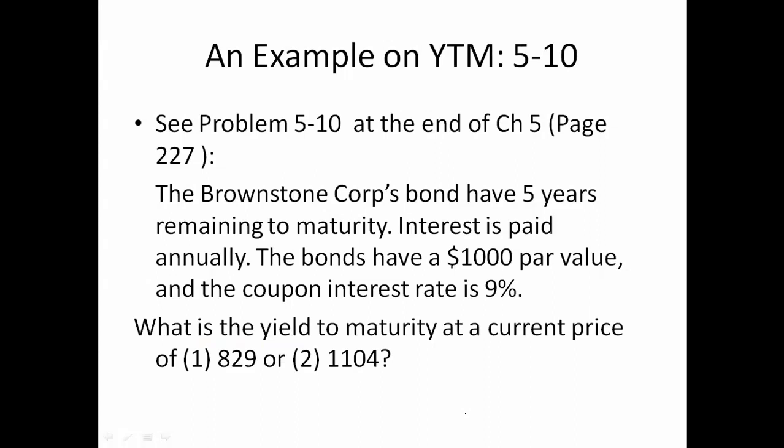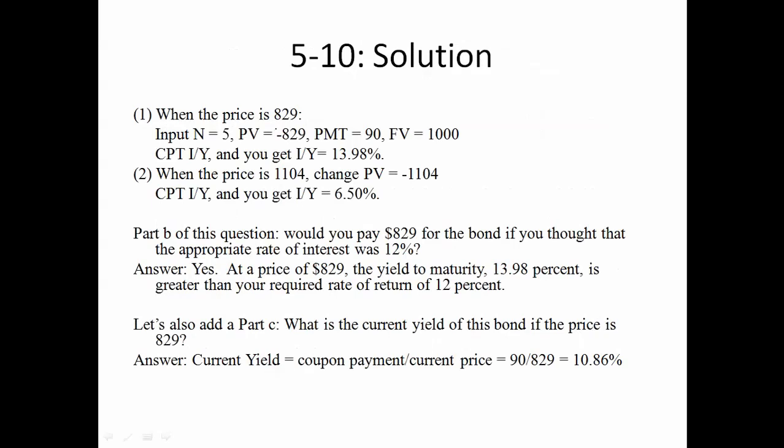The Brownstone Corp's bonds have 5 years remaining maturity. Interest is paid annually, and the bond has a 1,000 par value, and the coupon interest rate is 9%. So the question is, what is the yield to maturity at the current price of $8.29 or $11.04? So we'll take a look at the yield to maturity when the price is $8.29 first. When the price is $8.29, we can input into your financial calculator 5 as N, price as a negative $8.29, and a payment of $90 per year, and future value 1,000.